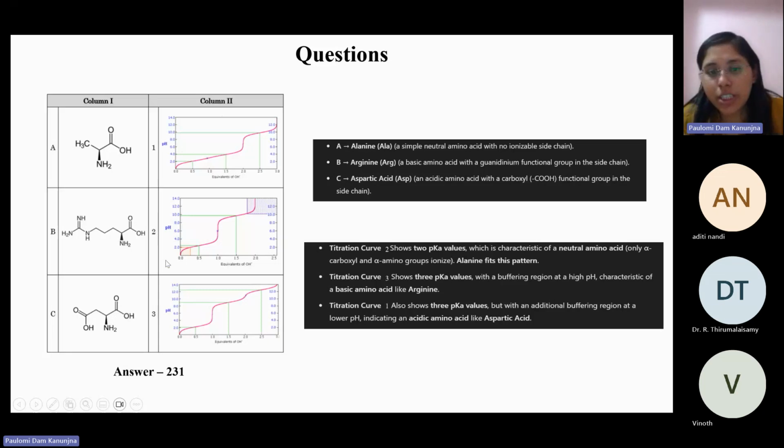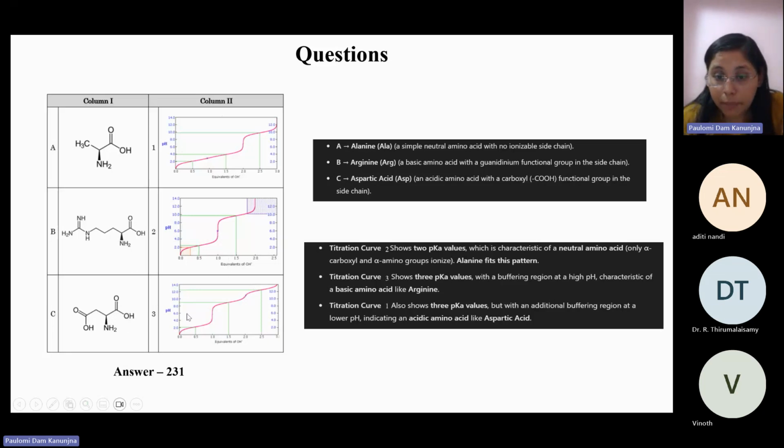Now let's look at the titration curves in the same manner. This one has two pKa values, as we know from the two groups that it has, COOH and NH2. The CH3 cannot be ionized. So one for the COOH group, one for the NH2 group. So this one makes sense, A is 2.